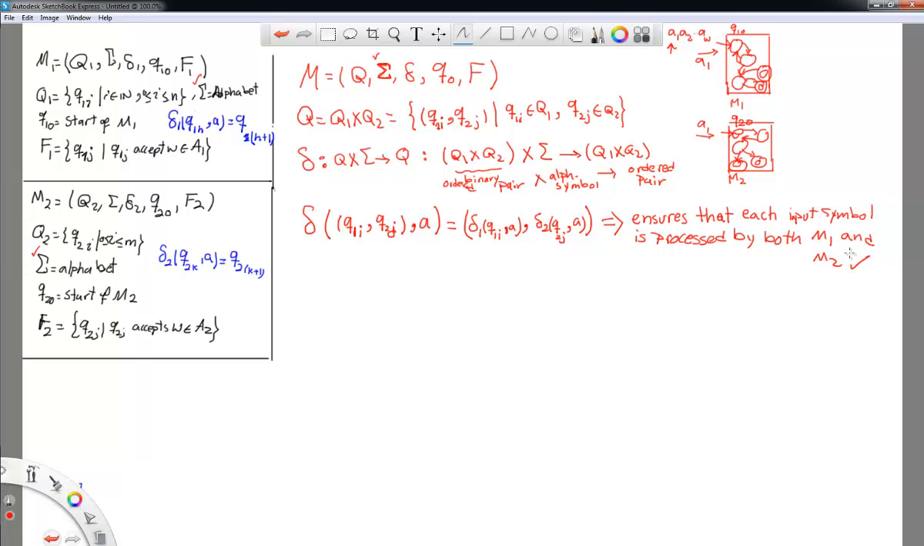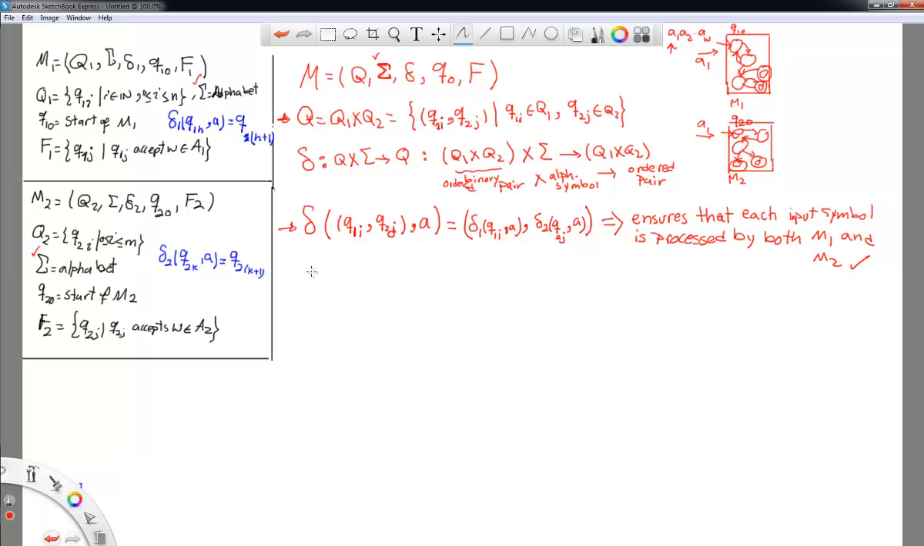Which means that my machine, having this transition table and this set of states, M, will simulate machine M sub 1 and machine M sub 2 side by side. So the computation that machine M goes through over the sequence of symbols is essentially the same computation that machine M sub 1 goes through and machine M sub 2 goes through on the same sequence of symbols. So that ensures that that's the case.